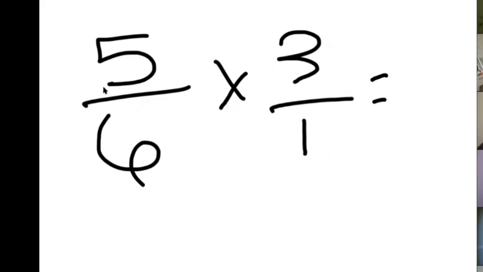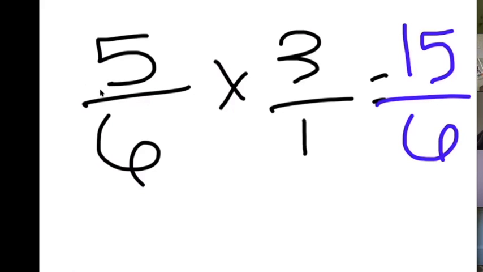My next step, Casey, is going to be what? Multiply your numerators and denominators. Nice. What do I get when I multiply my numerators? Numerator. Good job. 15, and your denominator would be 6. Nice. 15/6. Great job.